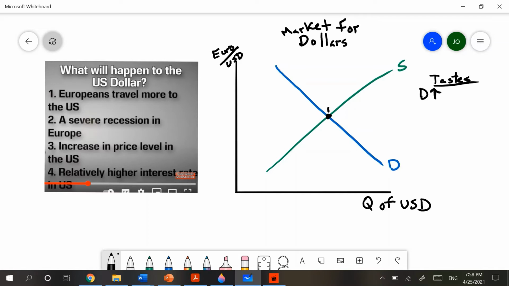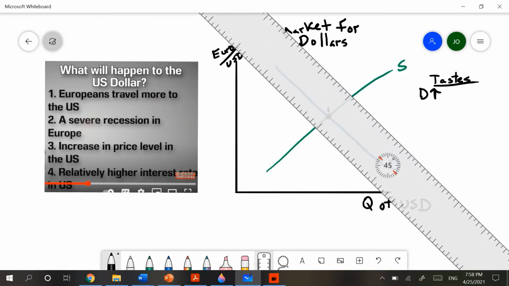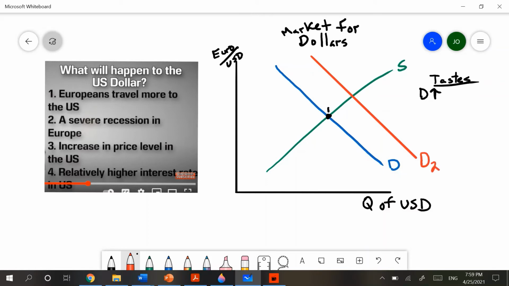Let's practice our supply and demand rules. If it's an increase in demand, what we're going to see is a shift to the right. It doesn't matter how far you shift it, just a rightward shift should show you what's going to happen. Notice that my new equilibrium is right here, and therefore I know that my exchange rate went up.